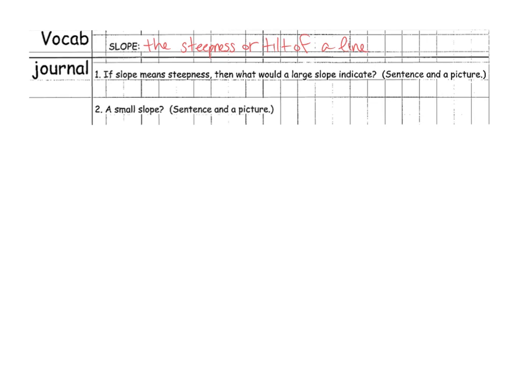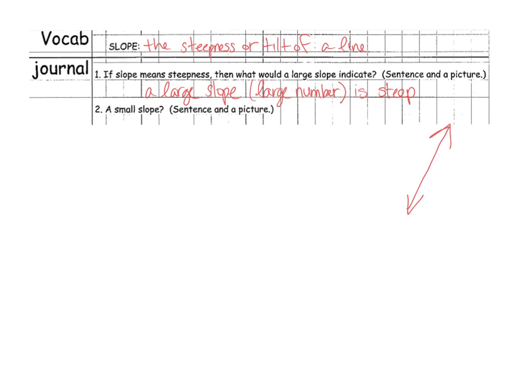So a large slope would be like a large number, like 7 or 8 or 9. So a large slope, which also is going to be a large number, 7, 8, 9, is steep. Like this, like a line that's like super steep.